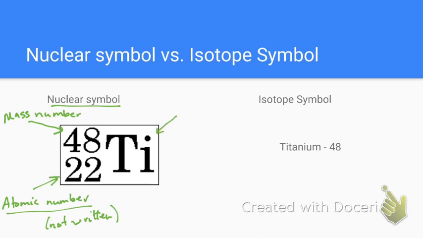Also, what is missing here is the charge. Notice there's no charge, so that means it's neutral. But sometimes you'll see a +1 here or a -1 or something like that, and that just tells you the number of electrons. If you don't see anything, we assume it's neutral. The isotope symbol is similar. It just gives you the full name, and then this number is the mass number. And that's all you need to know.